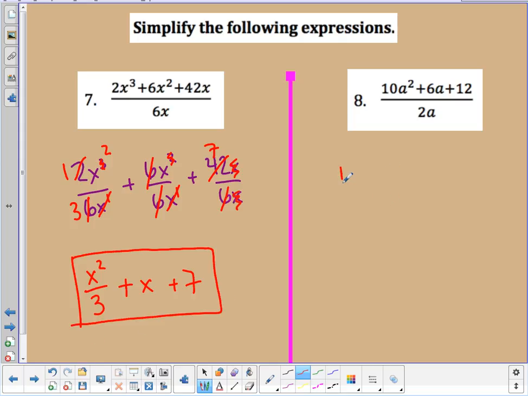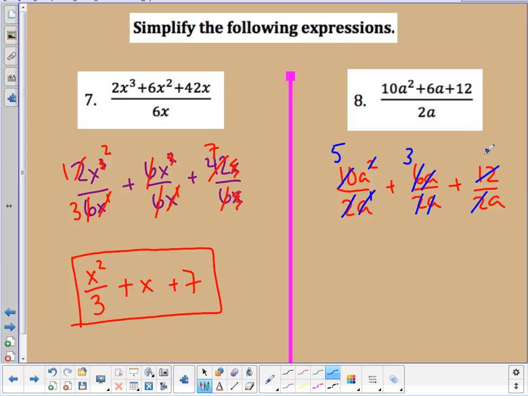In number 8, I have 10a squared over 2a plus 6a over 2a plus 12 over 2a. Let's take a look at what happens here. 10 divided by 2 is 5, which is great. A squared over a to the first, 1 goes away, leaves me with 1 on top. 6 divided by 2 is 3, and then I have a over a, which goes away. And in the last one, 12 divided by 2 is 6, and I have an a on the bottom, but that's it. I don't have an a on the top, so I have to leave my a on the bottom because there's nothing on the top to cancel with it.